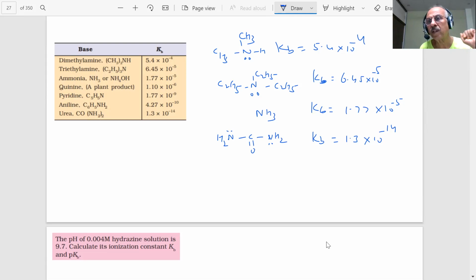Organic chemistry question is coming here now. What happens to the lone pair of electrons if it is not available? Then what will happen? There are two nitrogens here, you can see. But what can happen, students?